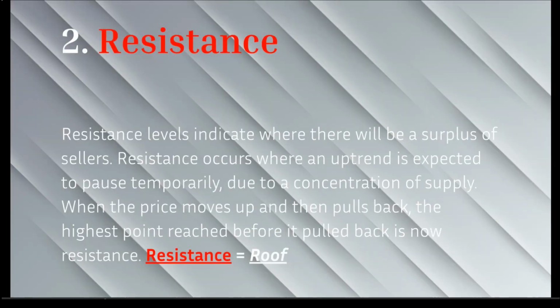So number two, resistance. Resistance levels indicate where there will be a surplus of sellers. Resistance occurs where an uptrend is expected to pause temporarily due to a concentration of supply. When the price moves up and then pulls back, the highest point reached before it pulled back is now the resistance. So look at the resistance, that equals the roof. That's the top. When it hits the roof, it's gonna what? Go back down. So resistance, roof.